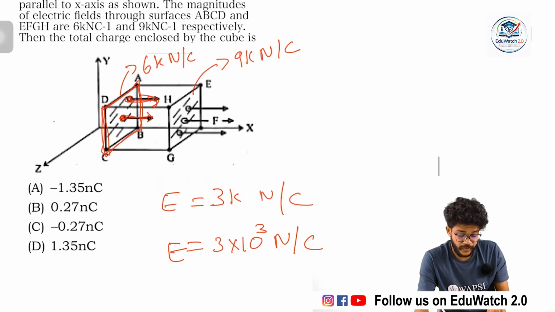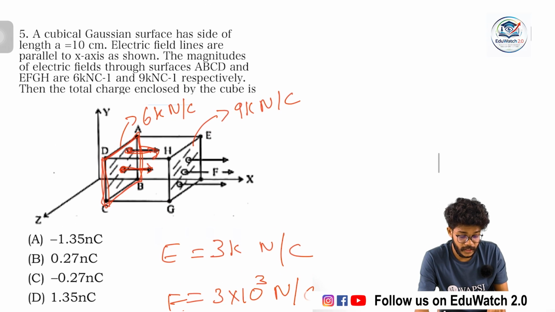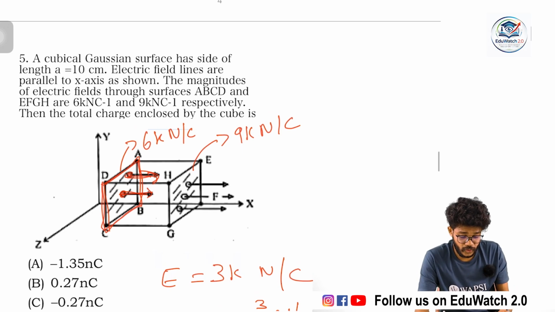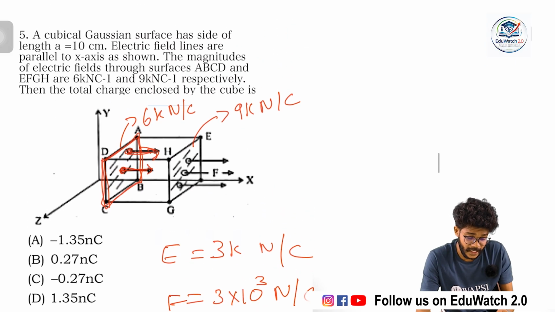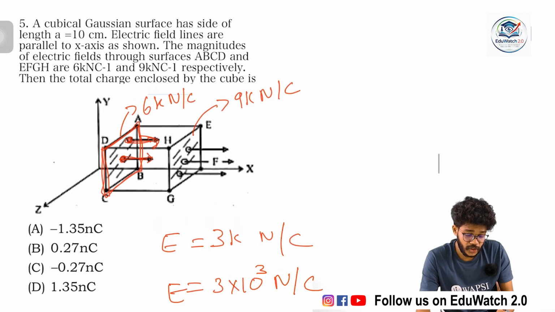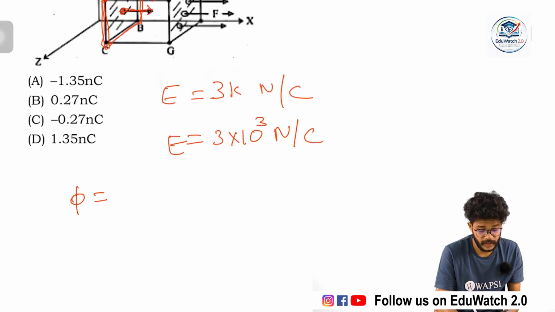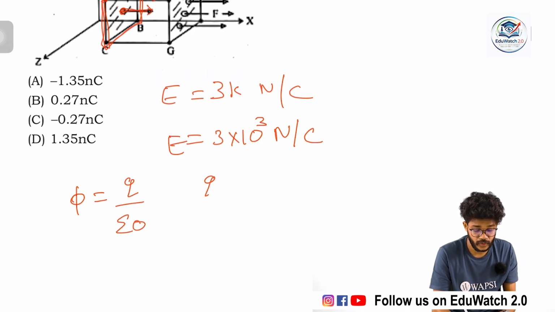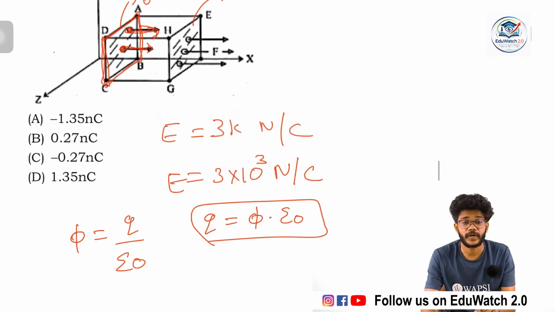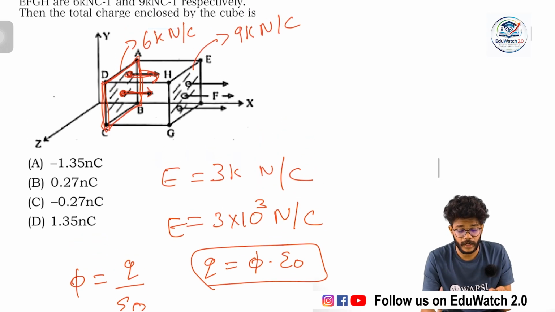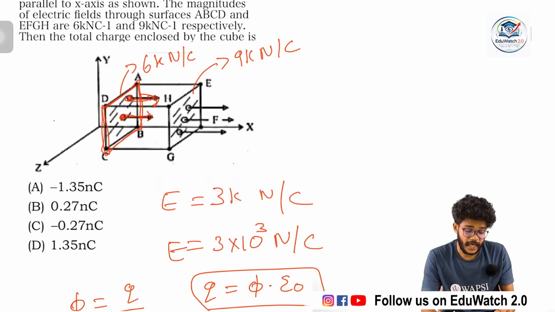Okay, so we have the electric field and we have to calculate the charge. How can we connect the electric field with the charge? We know the equation for flux: flux is Q by epsilon 0, so Q is flux times epsilon 0. Before that, we have to calculate the flux. We have the electric field, so flux is the electric field dot product with the area.